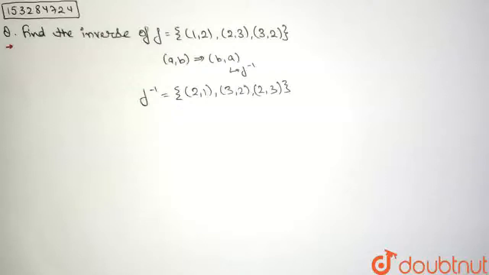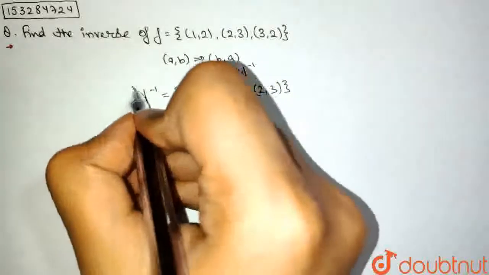But we know that the property of a function states that for each input, there is a distinct output. If we give distinct inputs to a function, we are obtaining distinct outputs. So this does not satisfy the definition of a function. That means f inverse is definitely not a function.